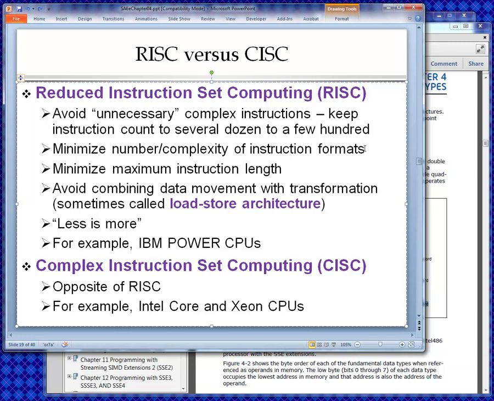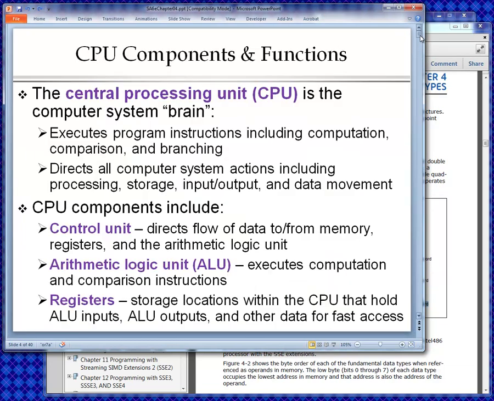Okay. So by avoiding those, we minimize the number and complexity of instruction formats. We want to minimize the maximum instruction length. Okay, and one way to do that is to avoid complex instructions that combine data movement with transformation. In other words, instructions that have memory addresses as operands. Okay, instruction sets that have no instructions that do this are sometimes called load store architecture. Why? Let's back up here a second to our discussion of move.